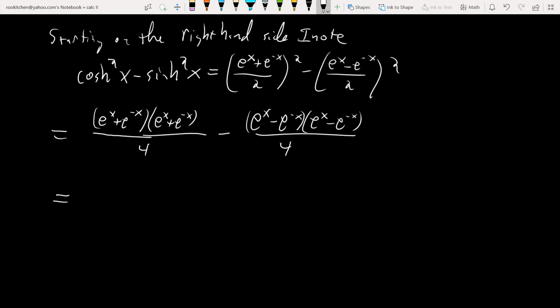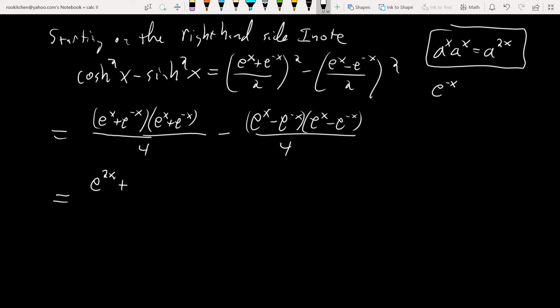And then we have the FOIL, so e to the x times e to the x. Remember the rules for exponents. If you have like bases, so a to the x times a to the x, that's equal to a to the x plus x. In other words, a to the 2x. It's not a to the x squared. Okay? You add the exponents. So here we'll have e to the 2x plus e to the negative x times e to the x. E to the negative x times e to the x is what? Well, you add the exponents, and then that will be e to the 0, which is just 1.